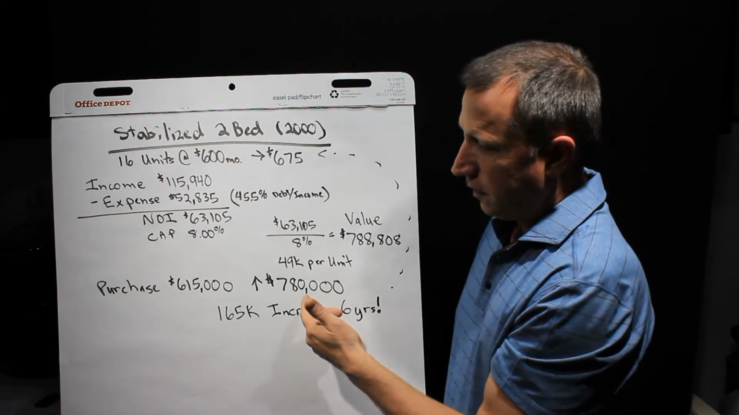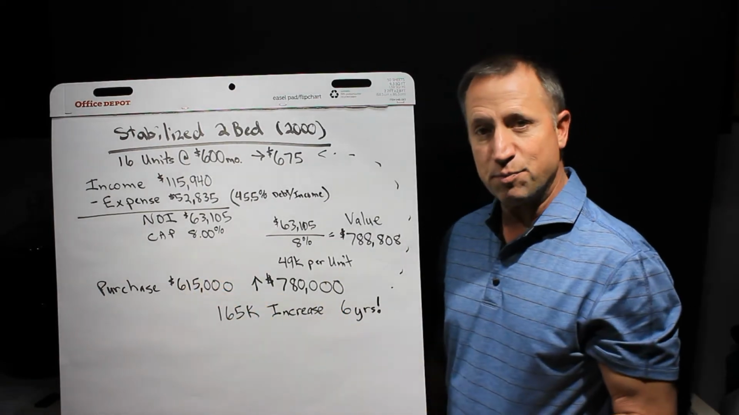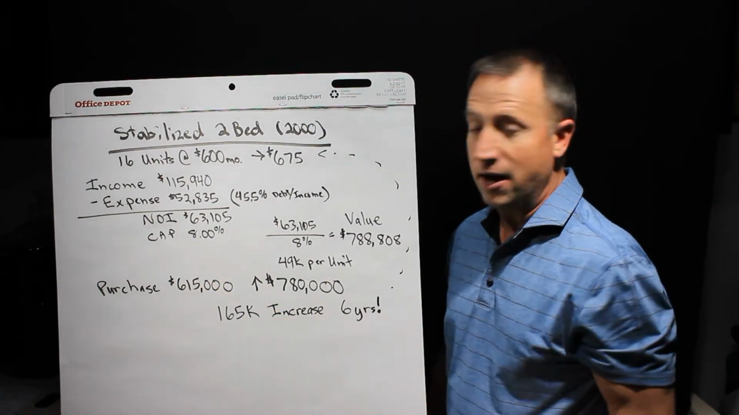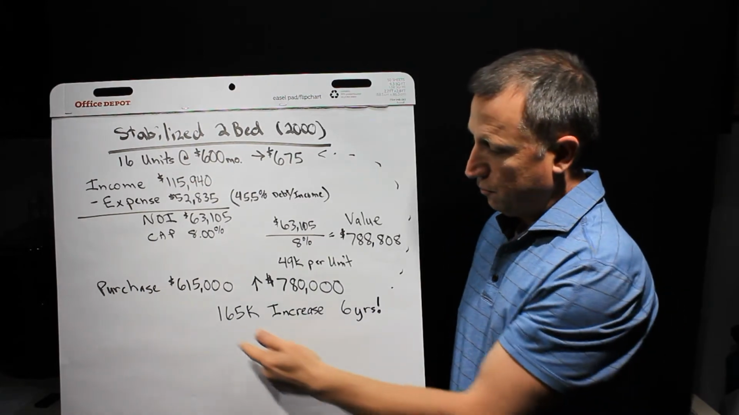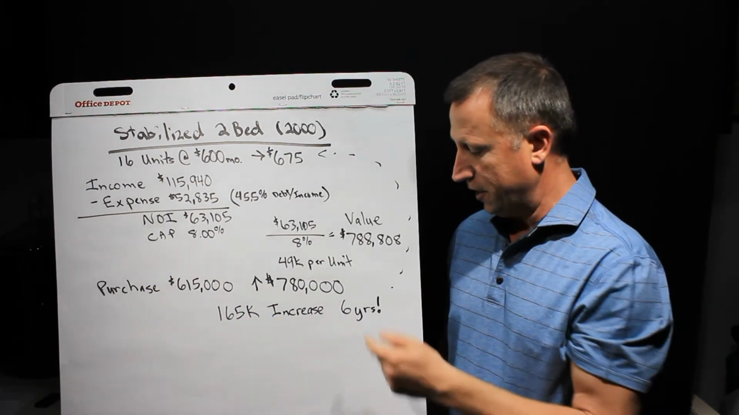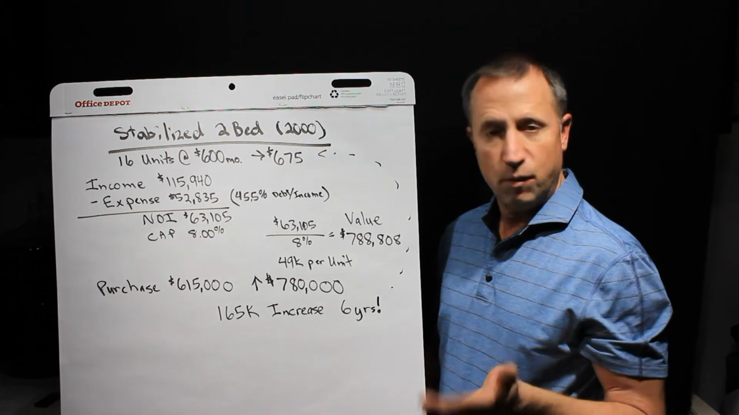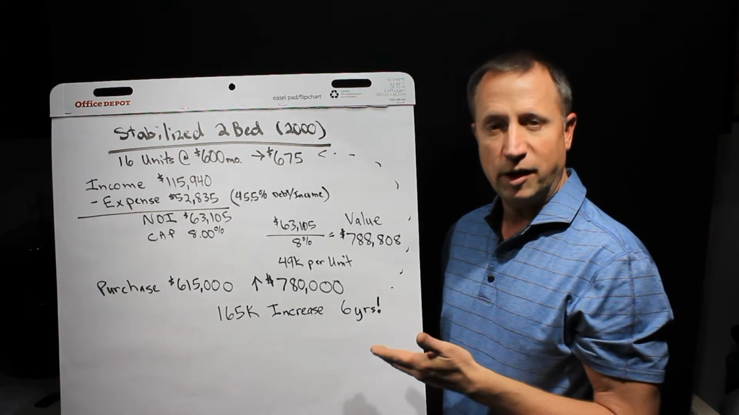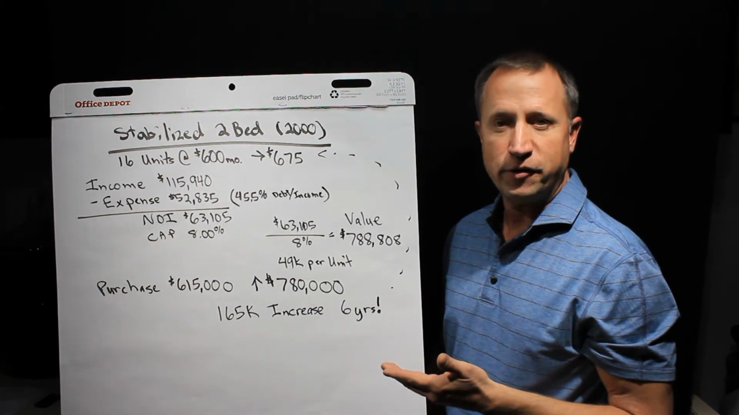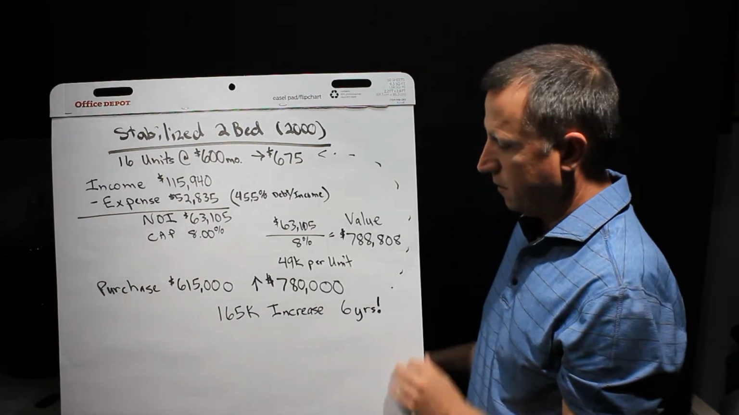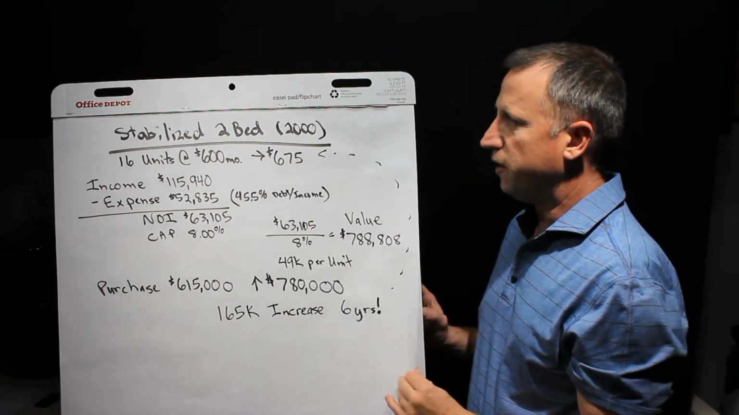We purchased it 6 years prior to that for $615,000. So that was a $165,000 increase over 6 years. Pretty good, right? Give me another one of these. Where can I get that kind of return? So we're going to move to the next property.